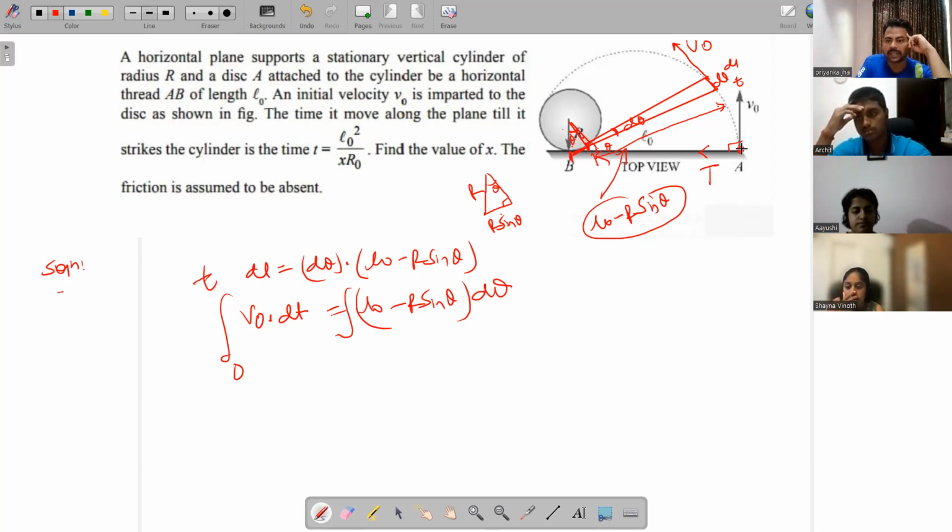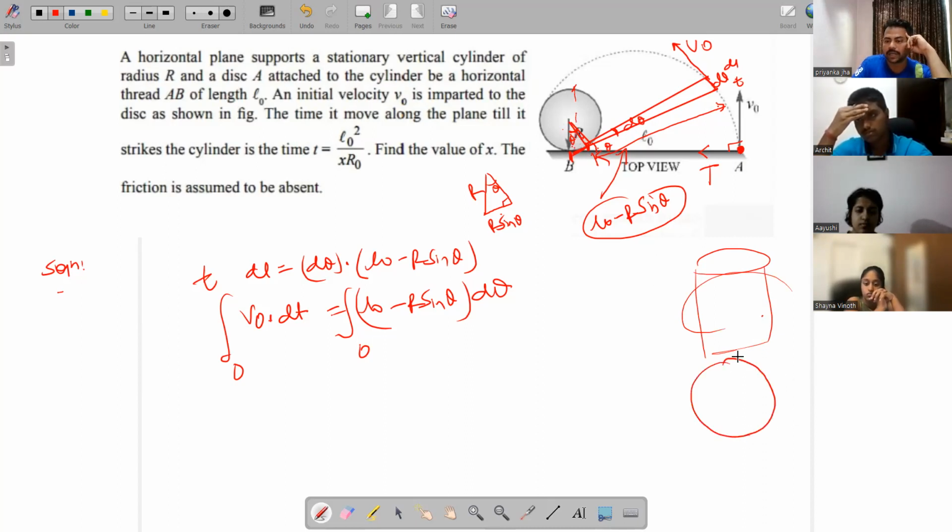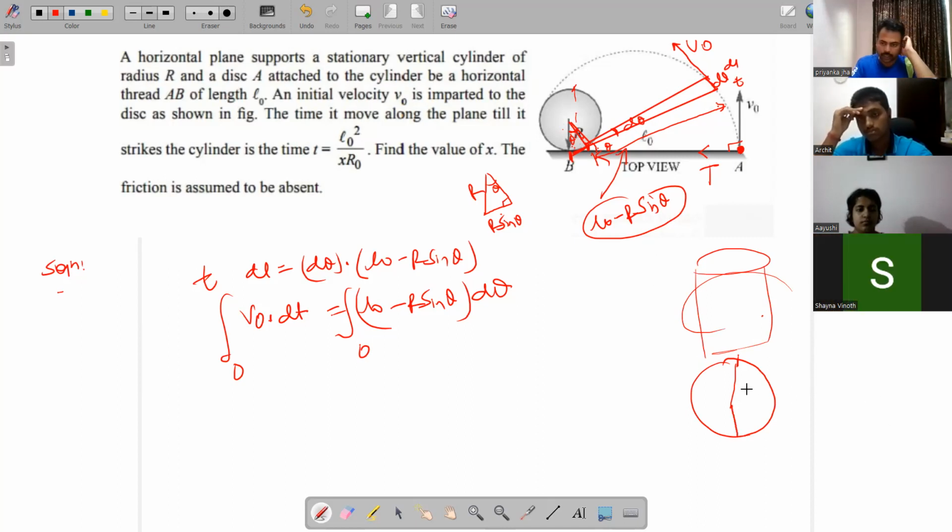And now when it is at this position, the value of theta would be 0. And suppose on this cylinder, it will get wrapped at some certain angle, right? Some length will come and wrap here, like this will come and strike. So what would this angle be?